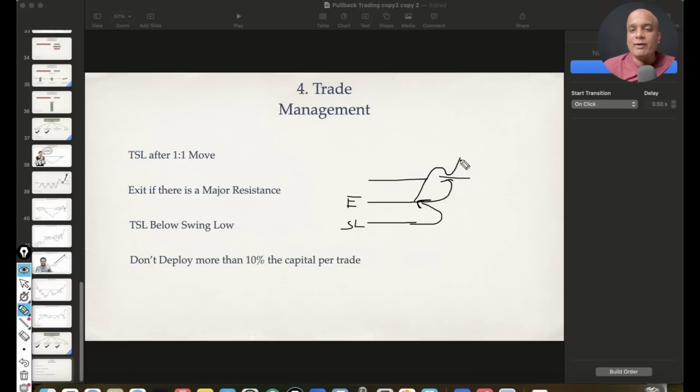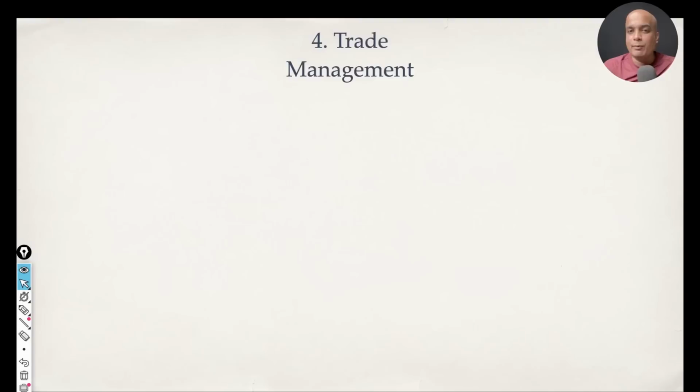Once again, if price makes a swing low and goes upside, then once again shift the stop loss to here. In this way you can keep shifting your stop loss and you can try to ride the entire profits. So this is one way, and this is very, very important.